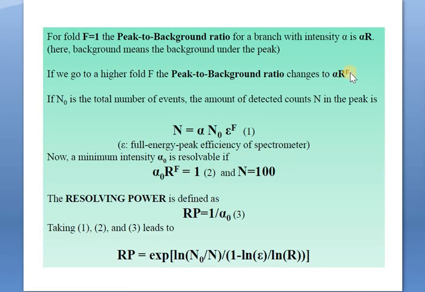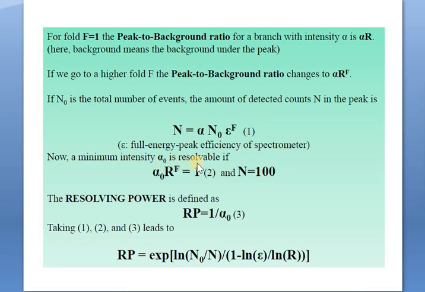Now, for fold F equal to 1, the peak to background ratio for a branch with intensity alpha is alpha R. Here, note that the background means the background under the peak. Now, if we go to a higher fold F, then the peak to background ratio changes to alpha into R to the power F. F is the fold: 2-fold F is equal to 2, 3-fold F is equal to 3, and so on.